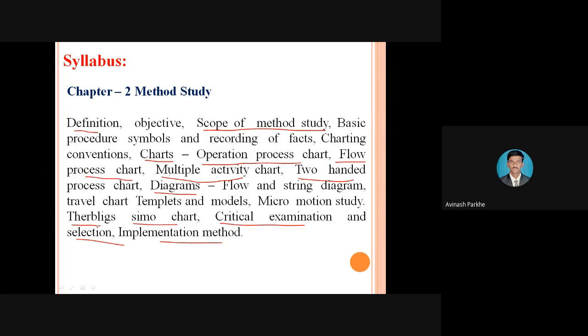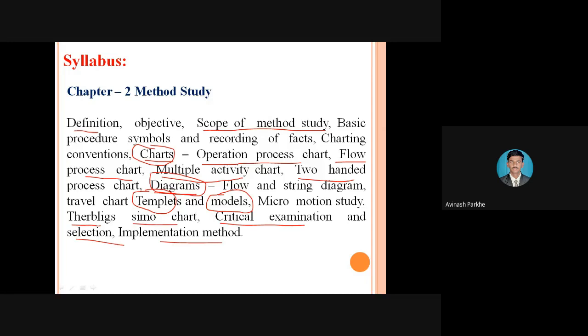Then that flow process chart has some limitations, and those limitations can be eliminated in the next chart, that is the multiple activity chart. Then if those charts have some disadvantages, we have developed the next concept as a diagram. If the diagrams have some limitations, then we can use some standard templates, some standard models. So like that, many recording techniques are available.